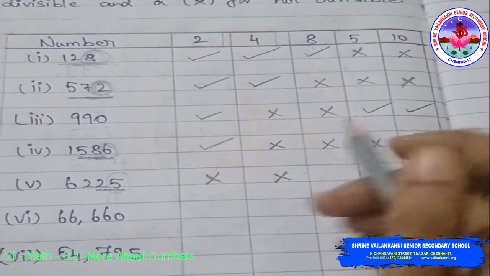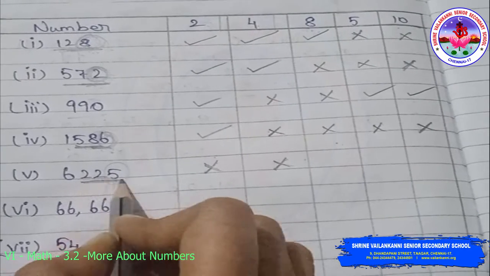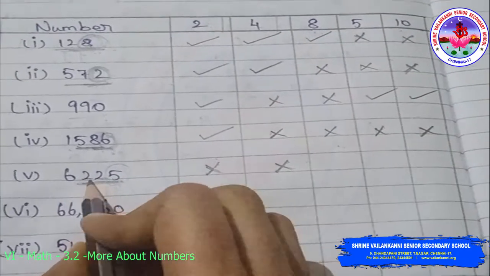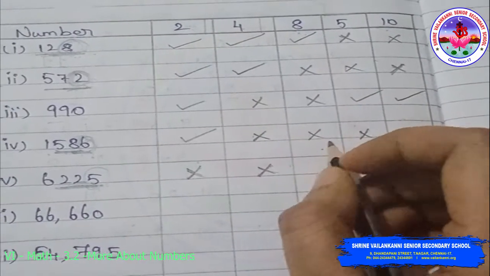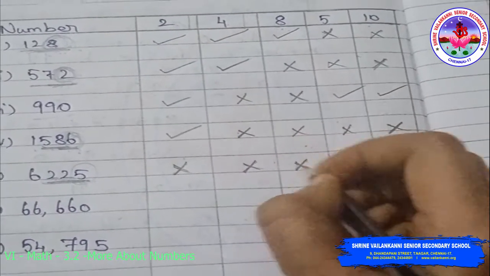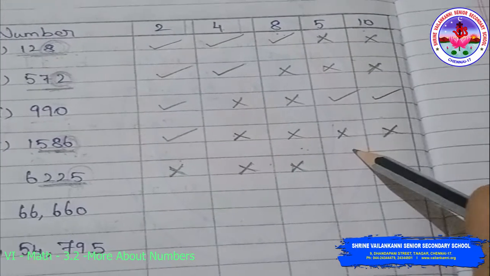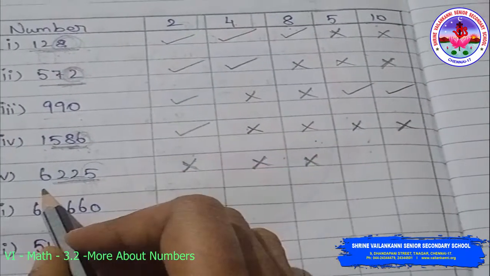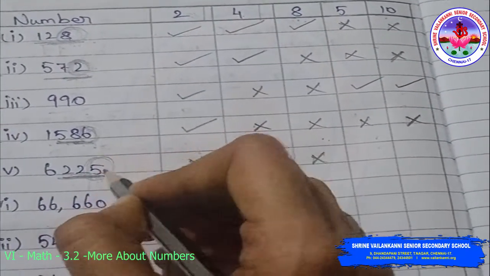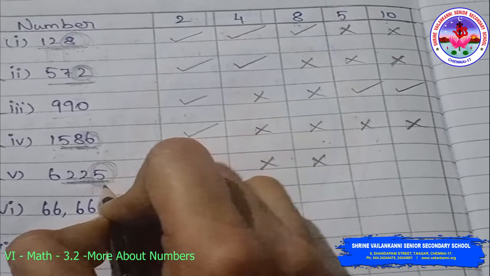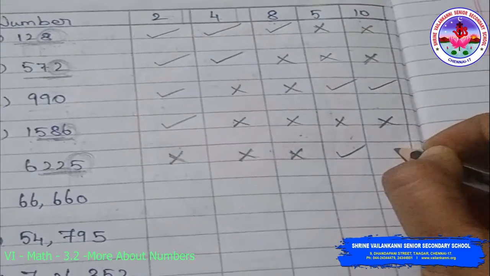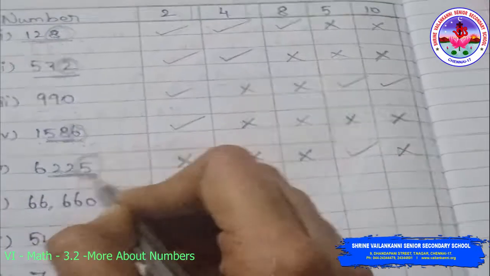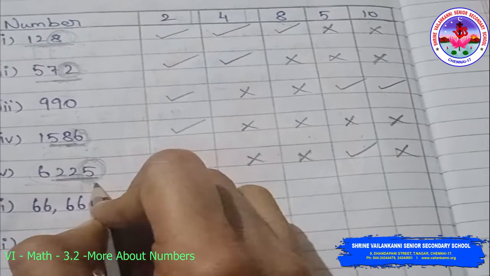For 8 tables, check whether the last 3 digits are divisible by 8. 225 is not divisible by 8. Divisible by 5. 6225 ends with 5, so it is divisible by 5. For 10, it is not divisible by 10 because the value ends with 5.